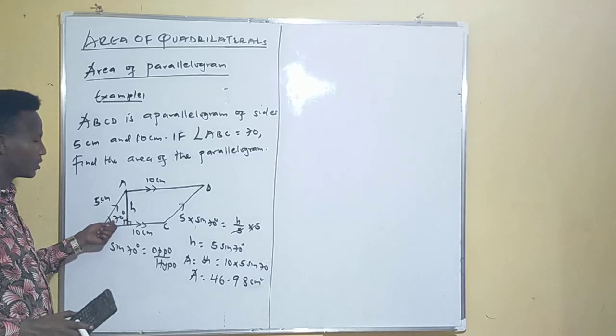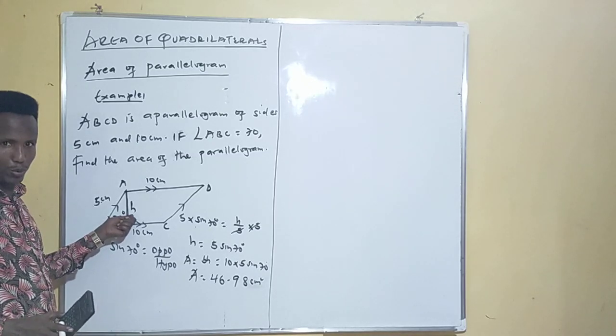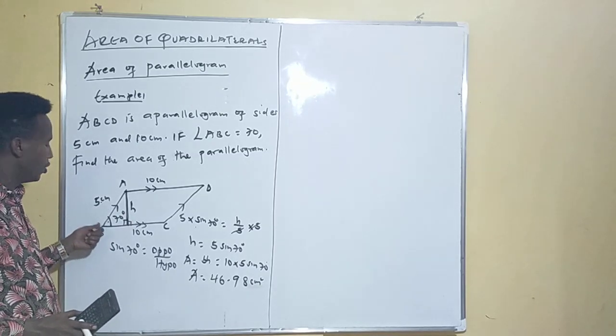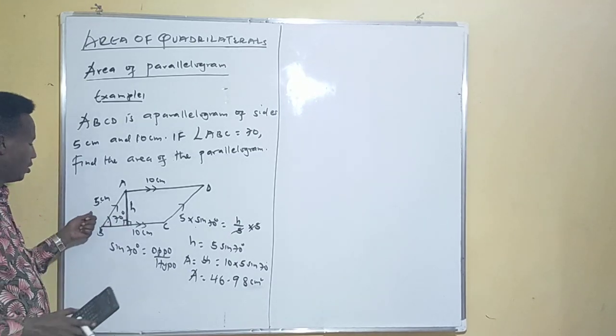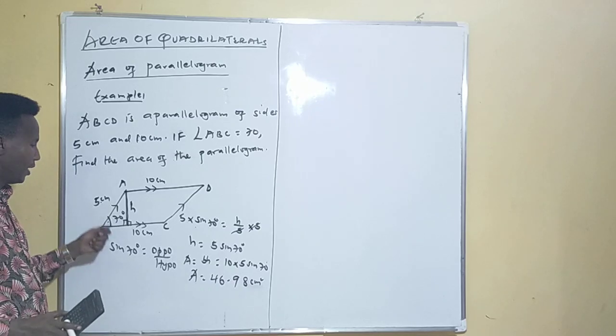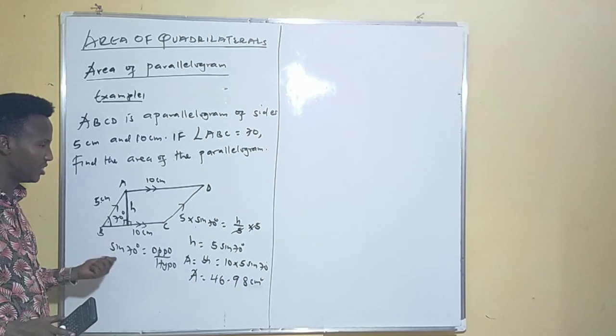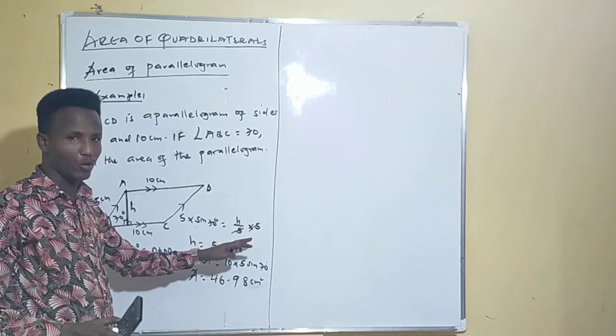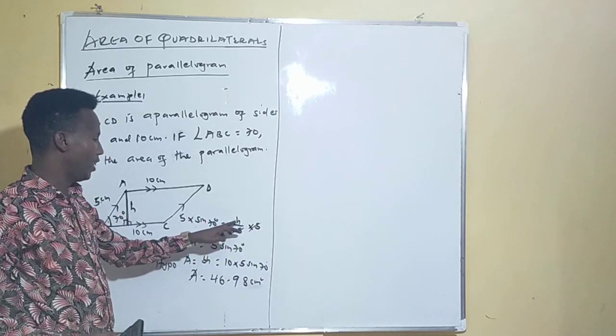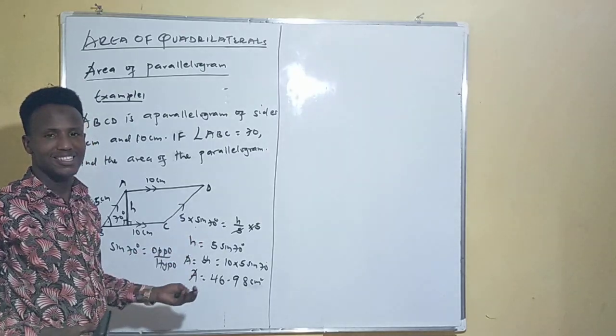SOHCAHTOA. So we are going to use sine because we are looking for the opposite, the height, and we have the hypotenuse. So we are going to say sine 70 degrees is equal to opposite, which is our height, divided by the hypotenuse, which is 5. Then from there you're going to get H, which is the height. So you eliminate this one by multiplying both sides by 5 to get the value of h. H therefore is equal to 5 times sine 70.